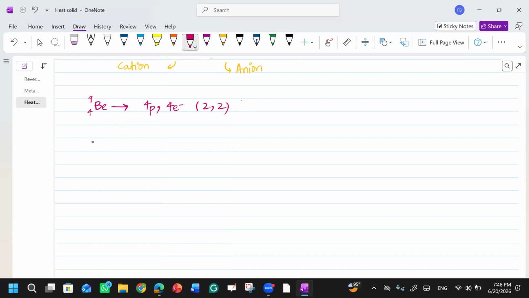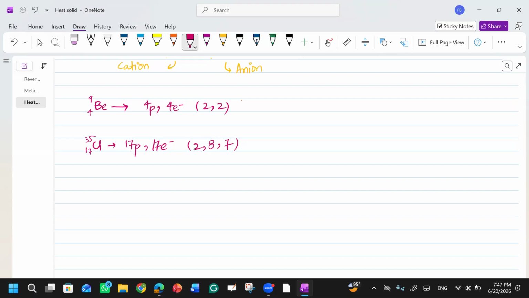Now I am writing about chlorine. Let me take the example of beryllium with chlorine. Chlorine is 17 protons, 17 electrons. What will be the electronic configuration? It will be 2, 8, 7.